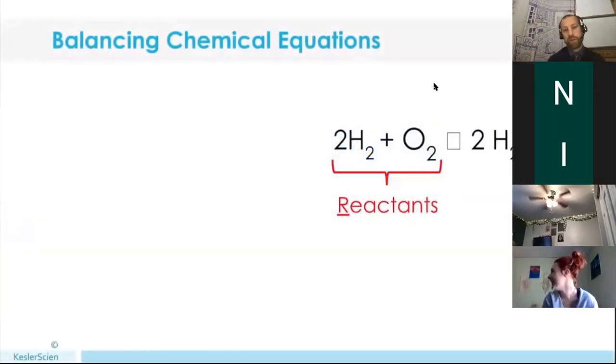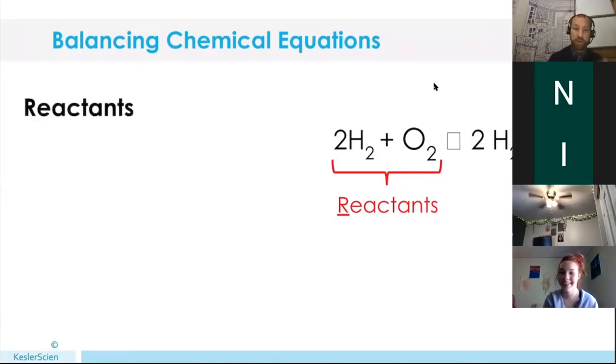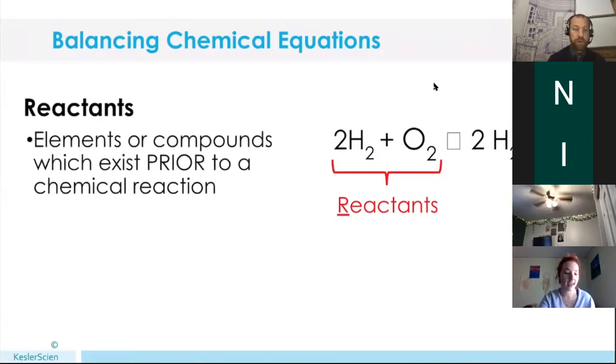So first and foremost, on this left side of the chemical equation, we have the part that's called the reactants. These are the parts that are going to react with each other. In this case, we've got hydrogen gas and oxygen gas, what we call diatomic molecules. So these are the reactants. Sometimes they're single elements. The vast majority of the time, they're going to be molecules or compounds. These are the things that are going to exist prior to the chemical reaction. After the chemical reaction occurs, we're not going to have those things anymore, right?